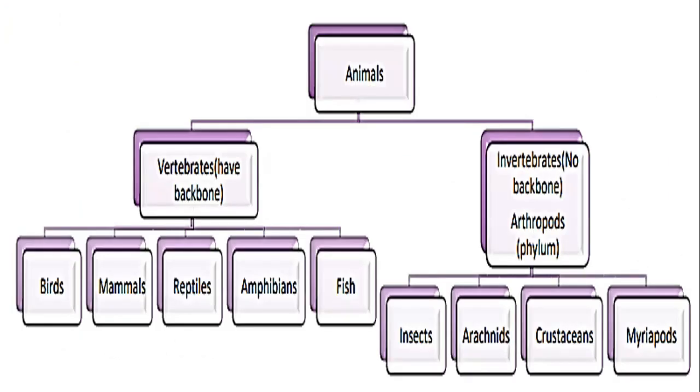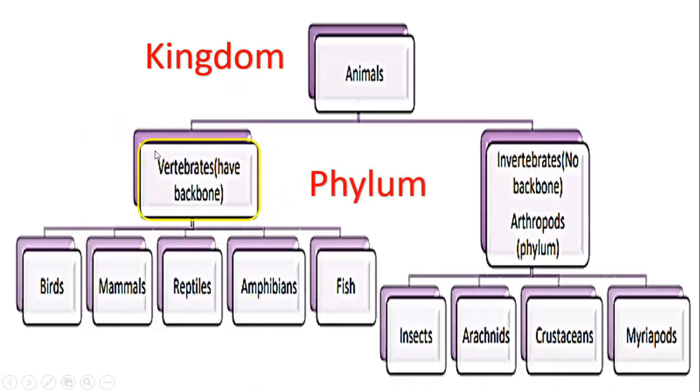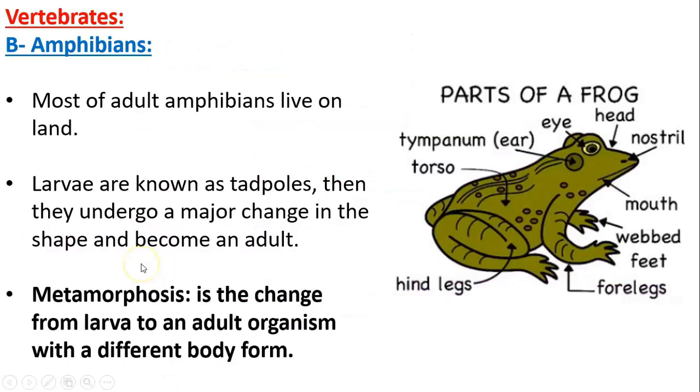Back to our classification. What is this? Again, this is the kingdom, and this is the phylum. We are in phylum Vertebrates, which means that all of these creatures have a backbone. And then we will dig deeper and we will look at amphibians, class amphibians.